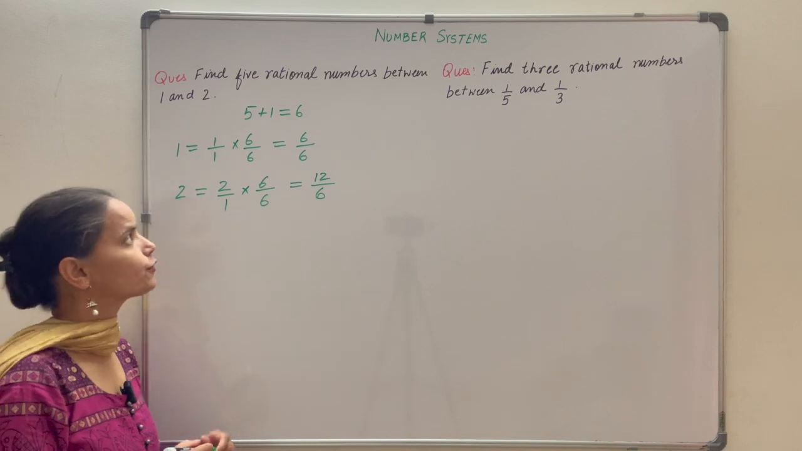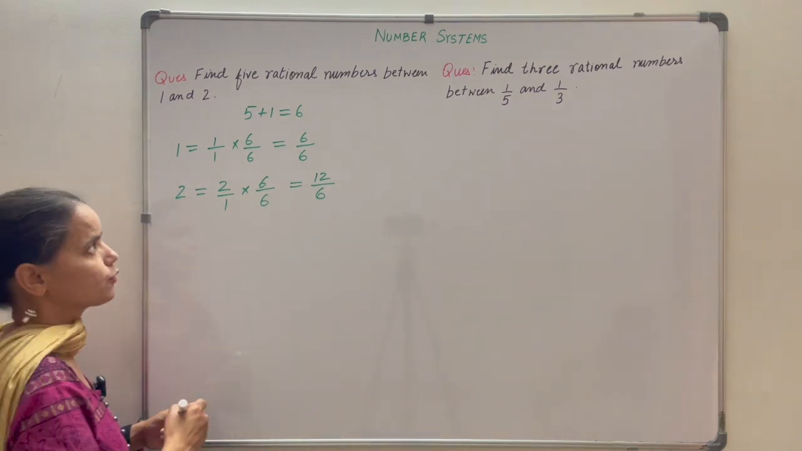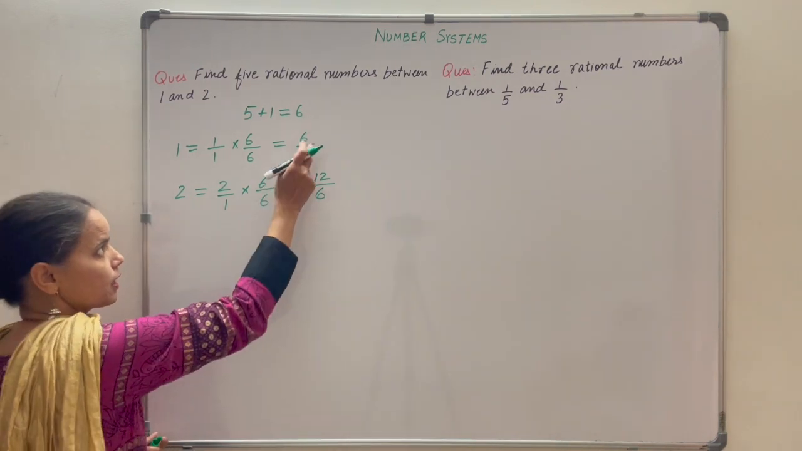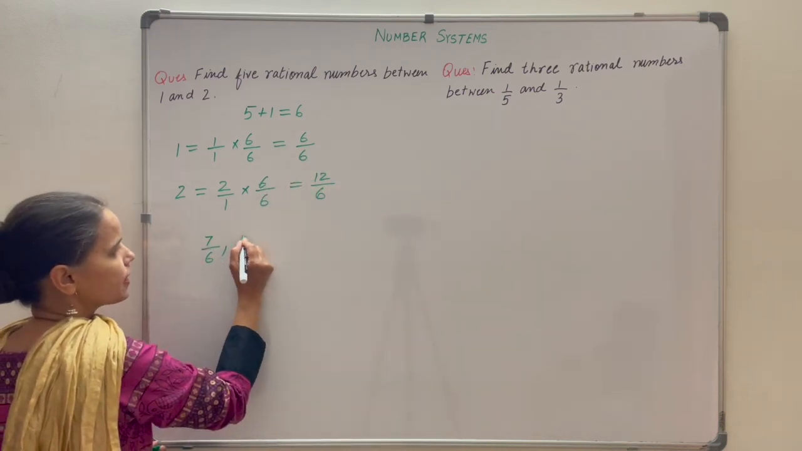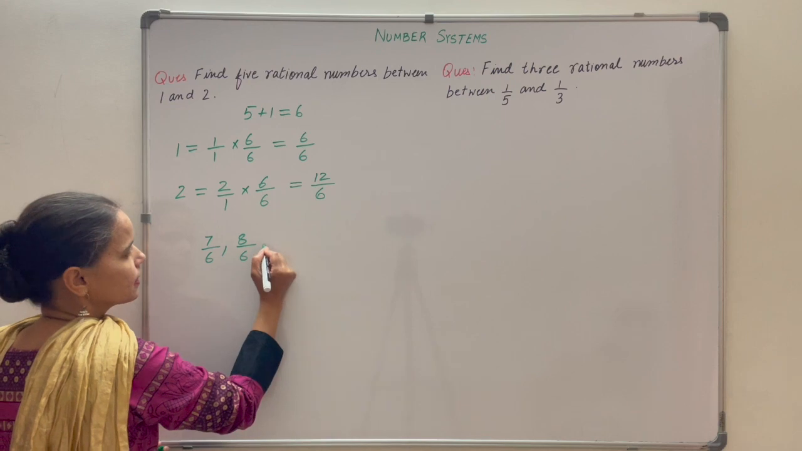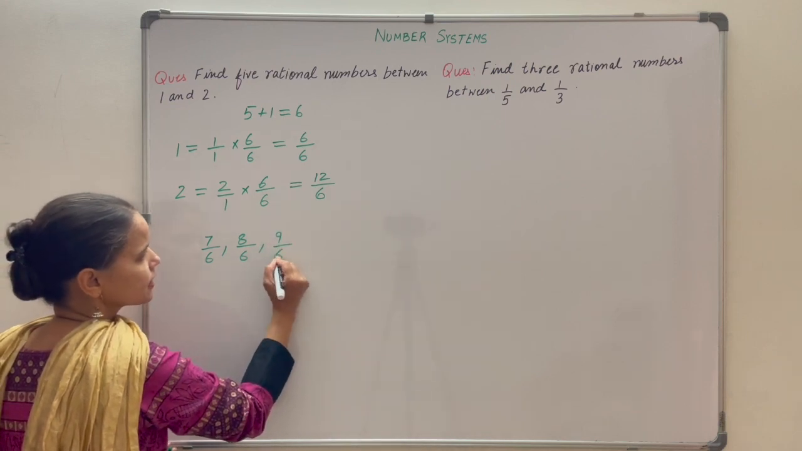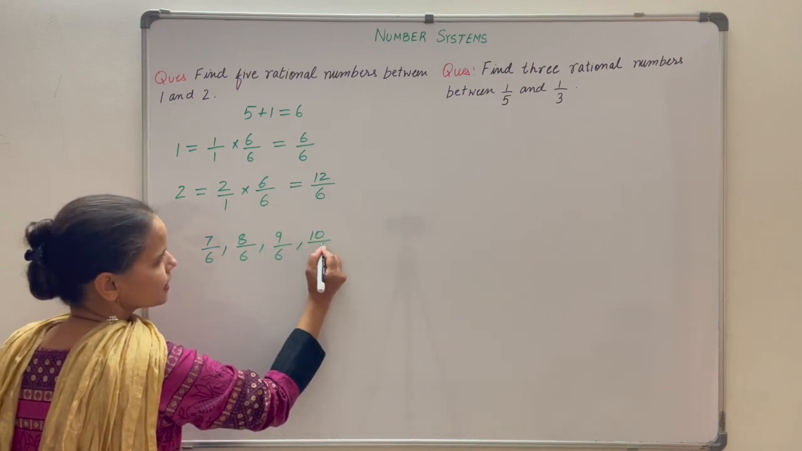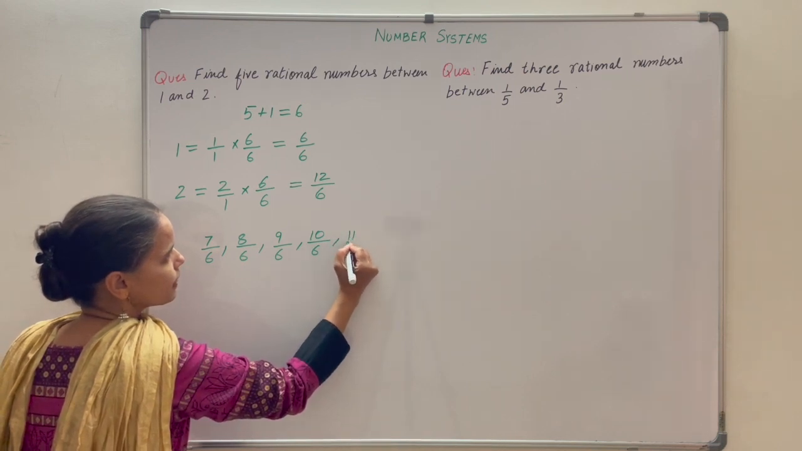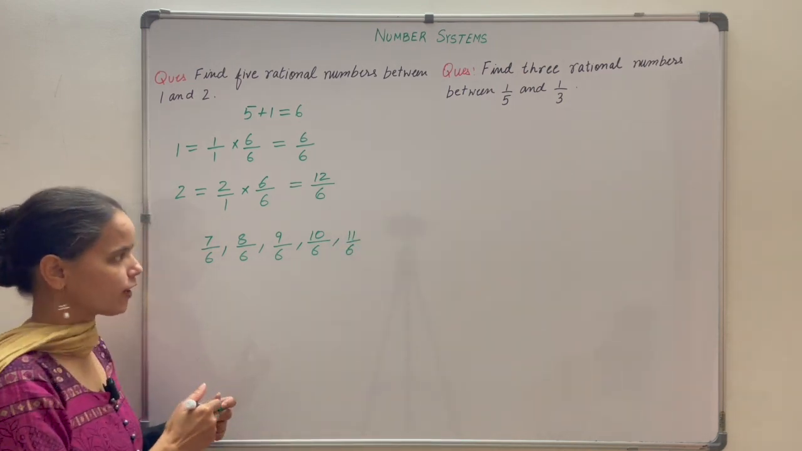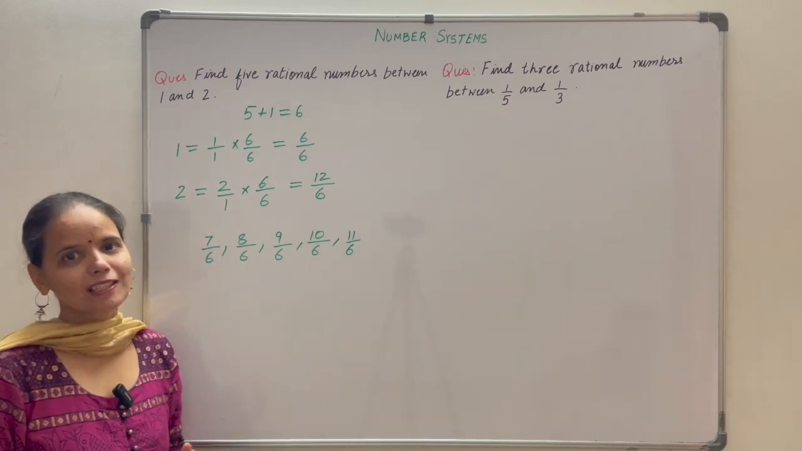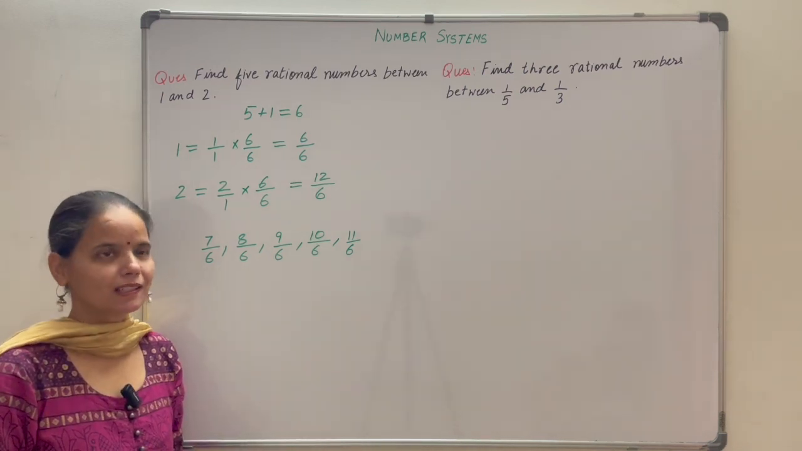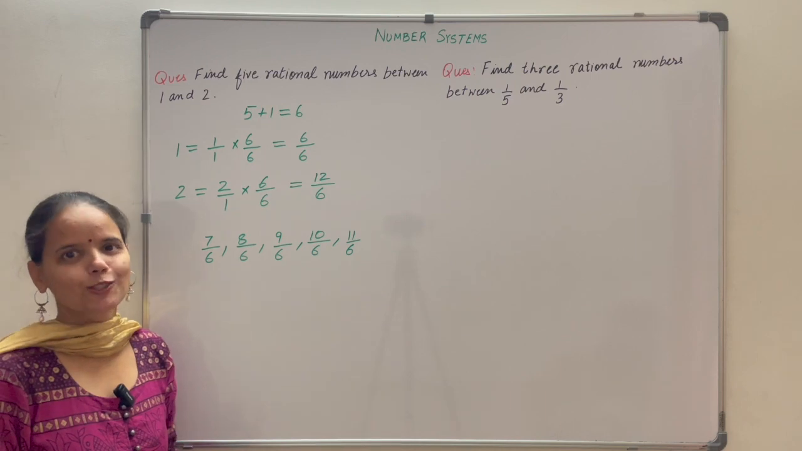So let us write down the 5 rational numbers between 1 and 2. What are those 5 rational numbers? Greater than 6 by 6 we have 7 by 6, then we have 8 by 6, then we have 9 by 6, then 10 by 6, then 11 by 6. So these are the 5 rational numbers between 1 and 2. So you can see this method is quicker than the previous method, and it is easy and simple to solve.